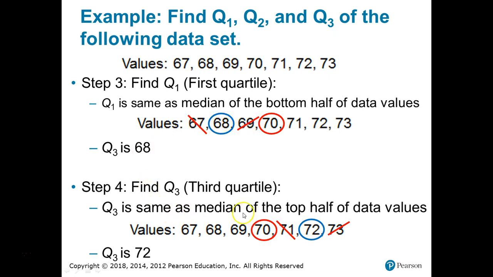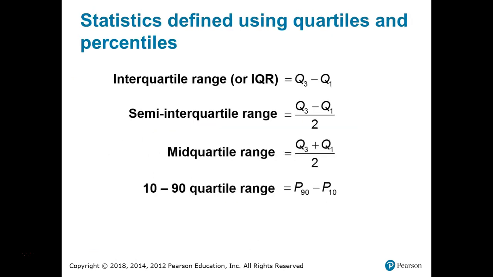Q3 is the median of the top half of the data values. So we're only looking at these data values right here. Q3 is 72. Another thing about Q: think of Q1 as 25% of all the data values. Q1 to Q2 is another 25% of the data values. Q2 to Q3 is 25%, and Q3 to the maximum is another 25%.